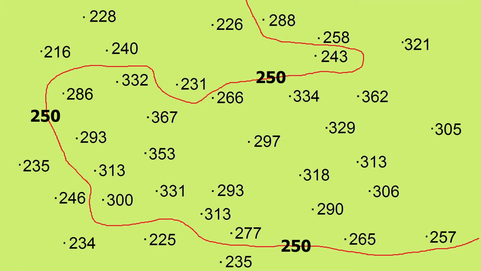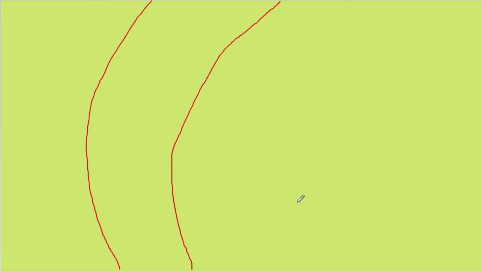Now I will fill in the 300 metre isoline. Remember, isolines never cross. They will either run off the map or create a closed loop like this.